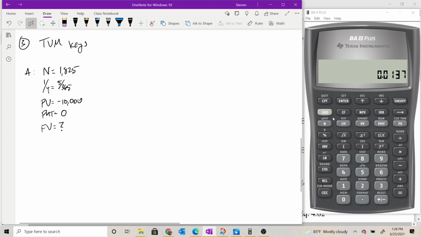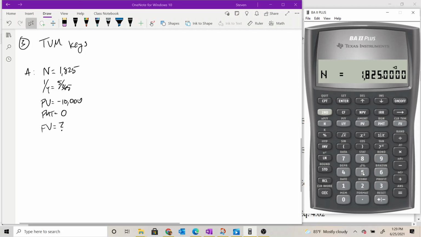I'm going to start by clearing out the time value money keys because the last problem I worked is still in there. And when I hit clear TVM, it records 0 on all those keys. And then I'm just going to work left to right. N is 1,825, so I'll type that in and then press the N key to store it.